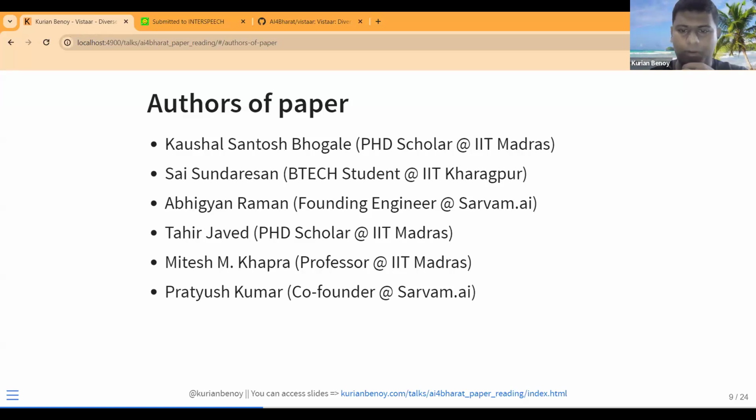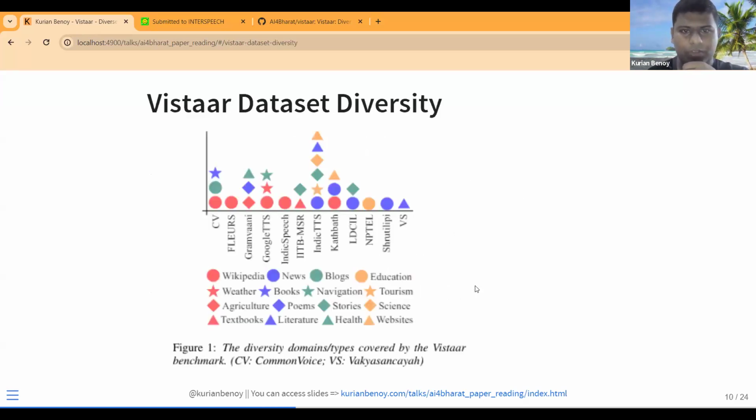Krapka, who is a professor at IIT Madras, and Pratush Kumar, who is a co-founder of Serverwing, are the authors of this paper. So about the paper, Vistar, and its dataset diversity.